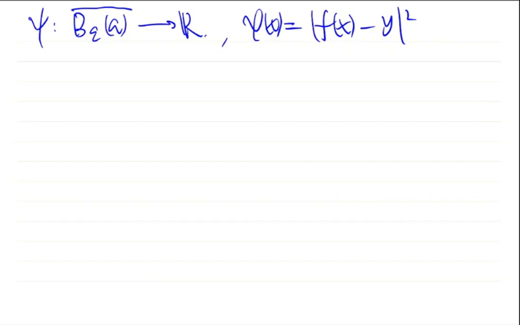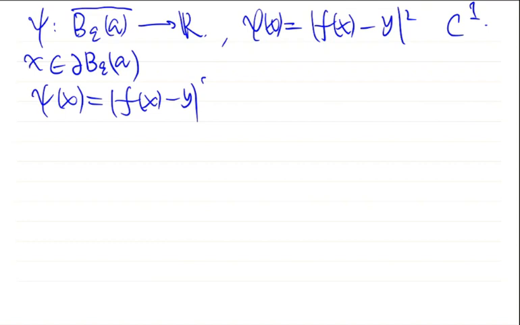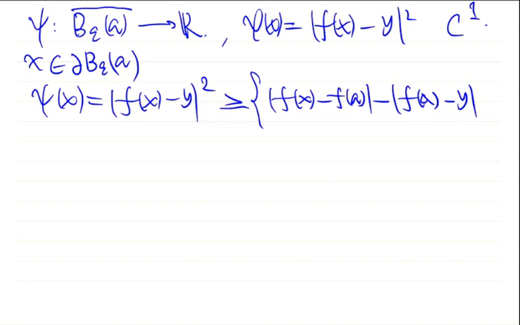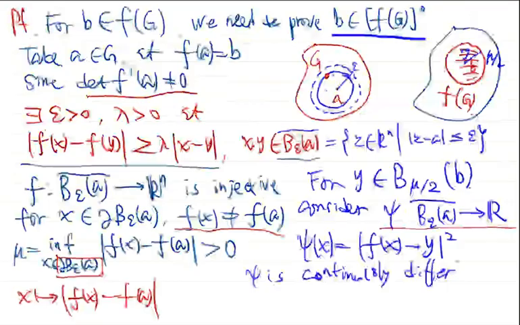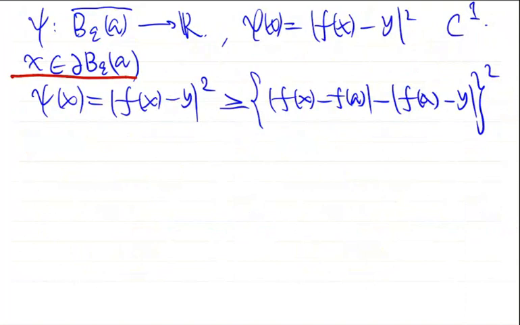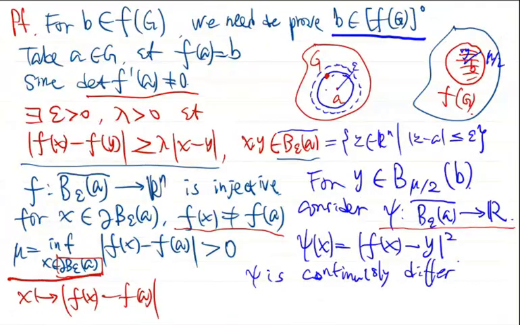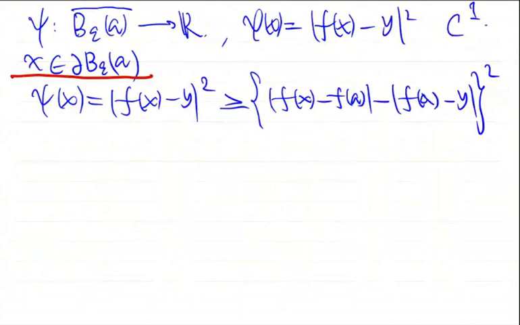So for x in the boundary of this ball, our C(x) is the norm of f(x) minus y, squared. This is of course not less than the norm of f(x) minus f(a), minus the norm of f(a) minus y, squared. So, but f(x) minus f(a), here, when our x is taken from the boundary of the sphere, once x is a point in the boundary, the infimum is mu, which is positive. So the norm of f(x) minus f(a) will be not less than mu. Okay, so this term is not less than mu.